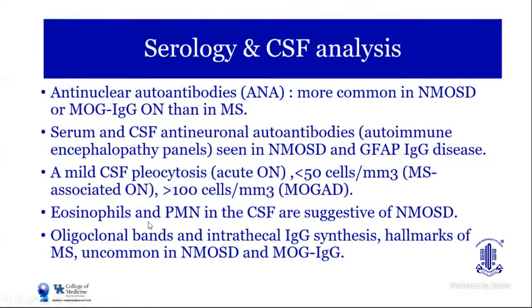CSF can give you clues. A mild pleocytosis with less than 50 cells could be your typical optic neuritis. If you have more than 100 cells, think about MOG. If you see eosinophils and pigments in the CSF, that would be NMO. And oligoclonal bands, very typical for MS.